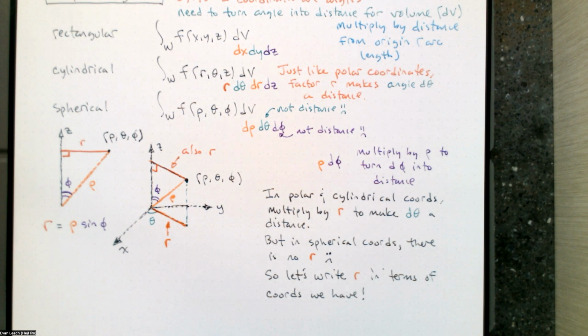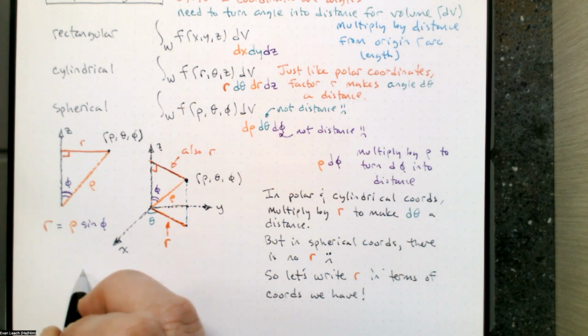We turn d theta into a distance by multiplying by r, but we don't have r as a coordinate anymore. That doesn't mean anything. I need to write r in terms of coordinates that we do have in spherical coordinates. That's rho, theta, and phi. And we can see that we can write r in terms of rho and phi with this right triangle. So r is rho times the sine of phi.